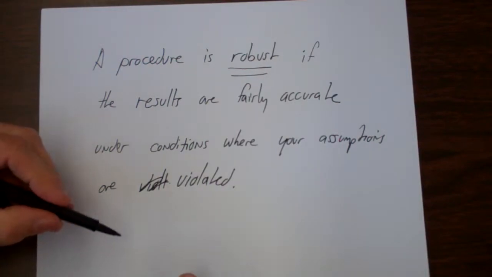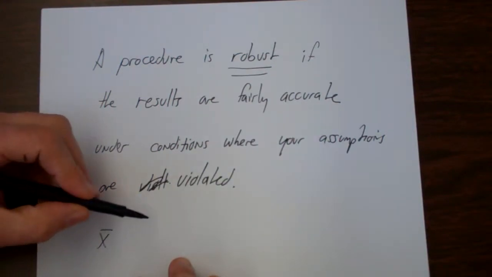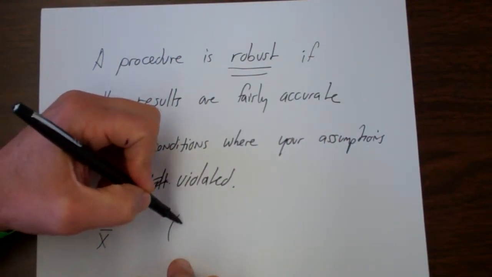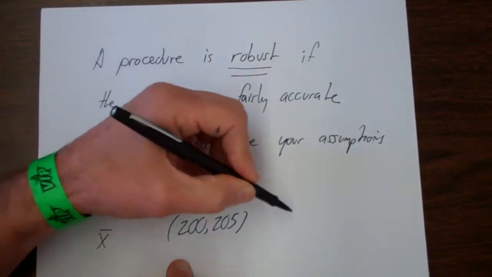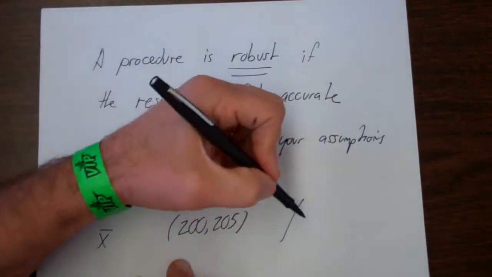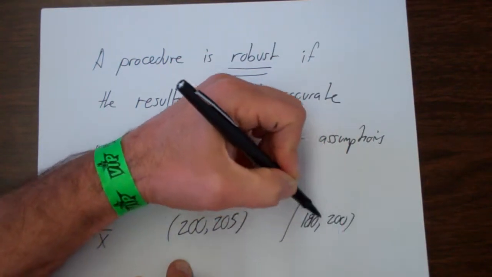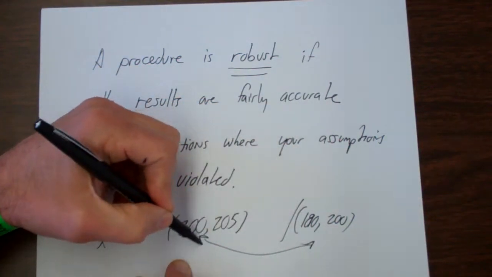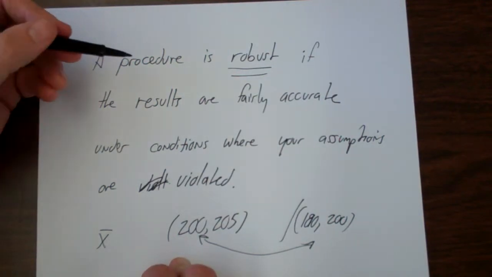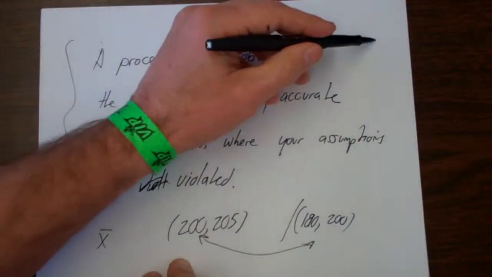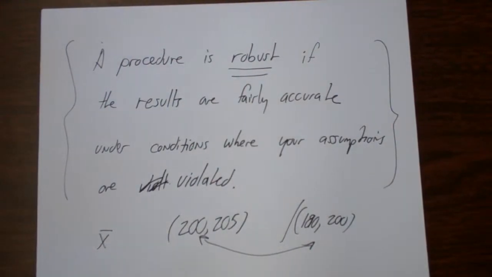So, for example, if you were trying to predict X bar, for example, a confidence interval for X bar, and let's say that under certain conditions you got results 200 to 205, but if you changed your assumption slightly, you got 180 to 200. These are actually very different results, and we would say the results are not robust because if we change our assumptions, we get very different results. And there's no hard rule about what's robust or what's not robust, but it's something very, very important when we do statistics.